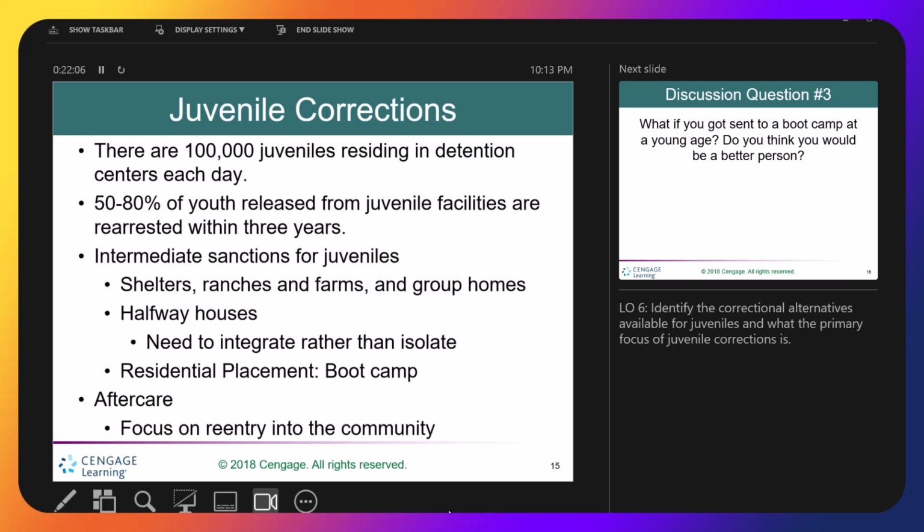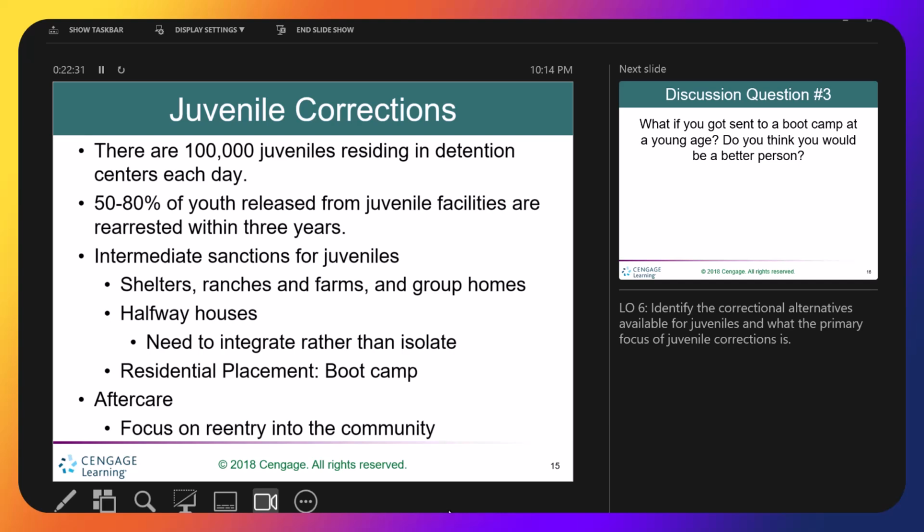Residential placement, like boot camps. Those have actually been good for some people. There's actually been documentation where some juveniles have gone to boot camp and did so well. And because they had juvenile records and not adult records, some of them came out, and when they came of age, they joined the military. So that is definitely a success.